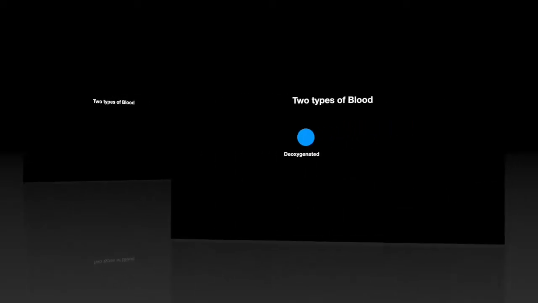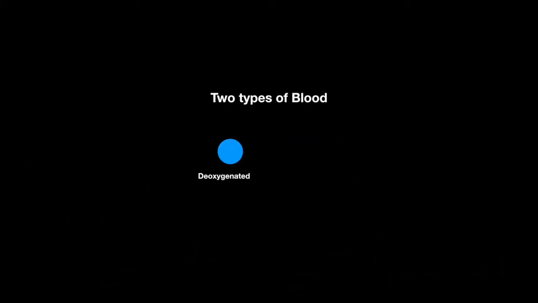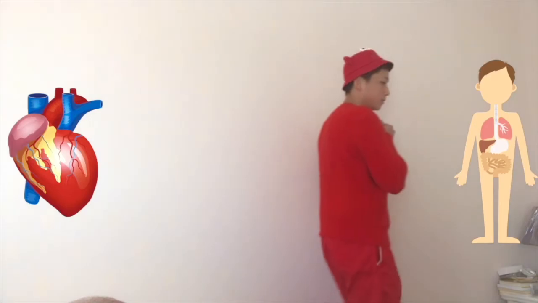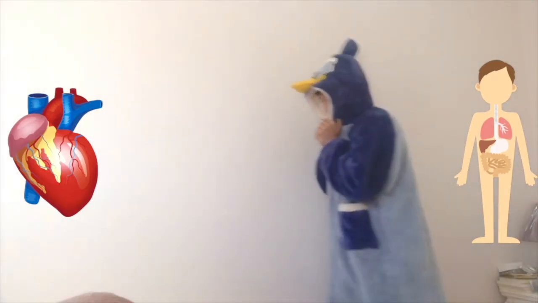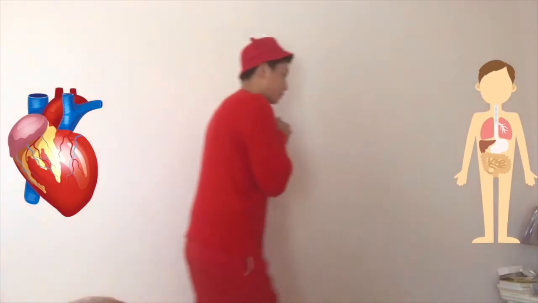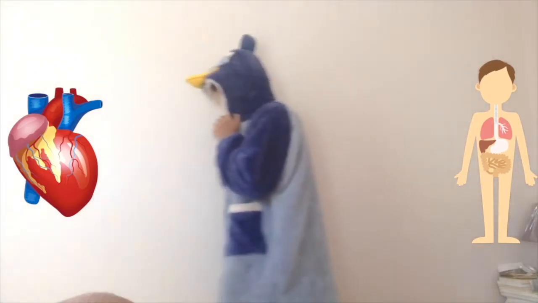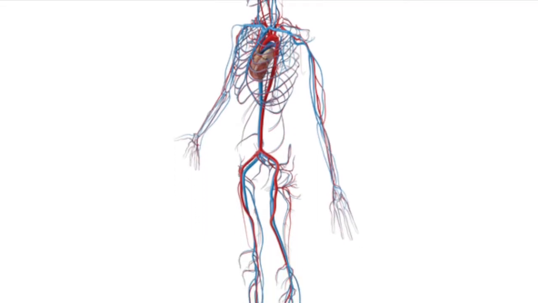There are two types of blood in our body. Deoxygenated blood runs in veins, and oxygenated blood runs in arteries. Oxygenated blood carries oxygen from the lung and delivers it to other cells, organs, or tissues in our body. After the oxygenated blood delivers the oxygen, it becomes deoxygenated blood, which then returns to the heart and lung to receive oxygen. This is called our circulatory system.